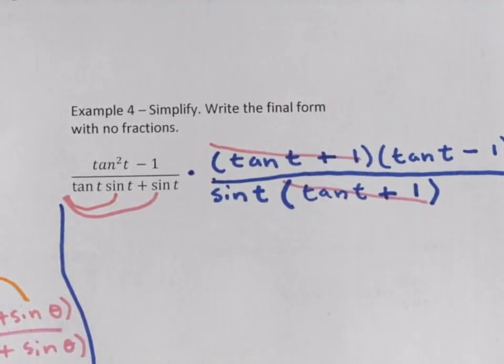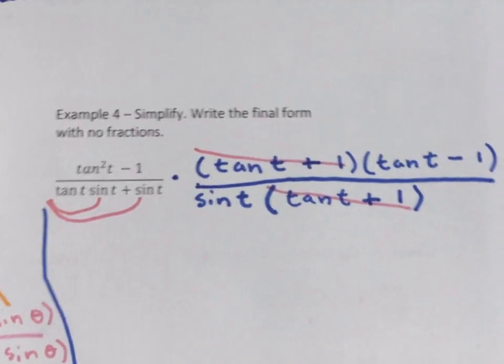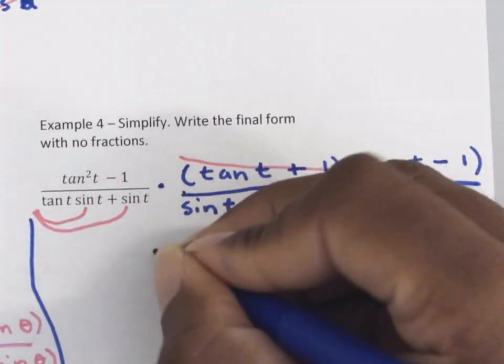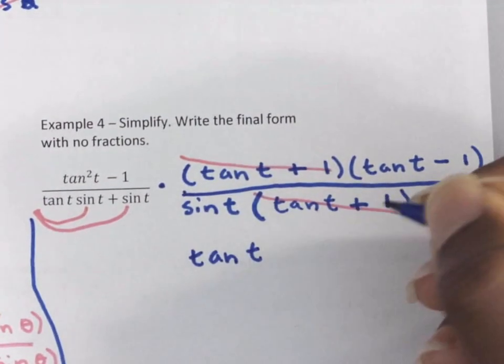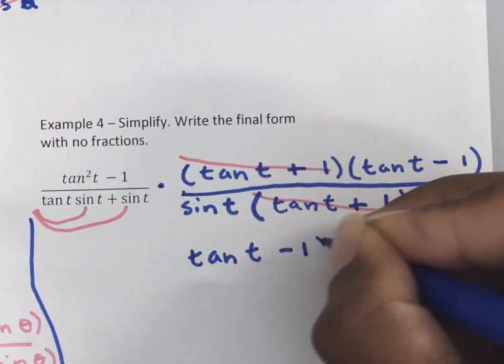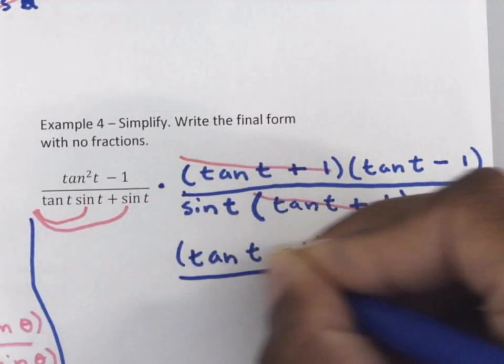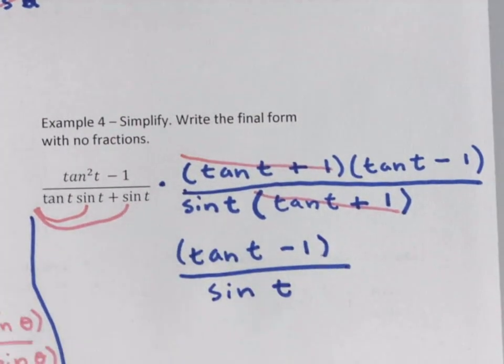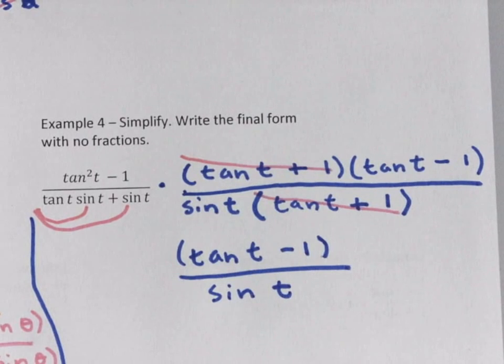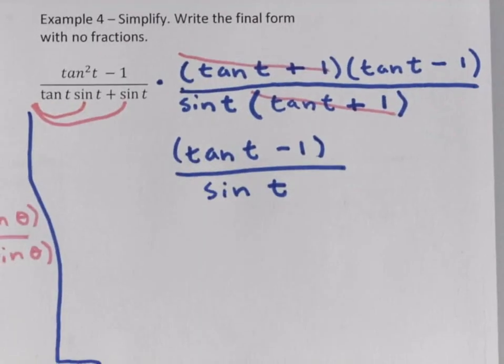Everybody okay with those canceling? Okay, so on the top I got sine t plus 1 over sine t, minus 1 over sine t, all over sine of angle t. Huh. Any ideas?